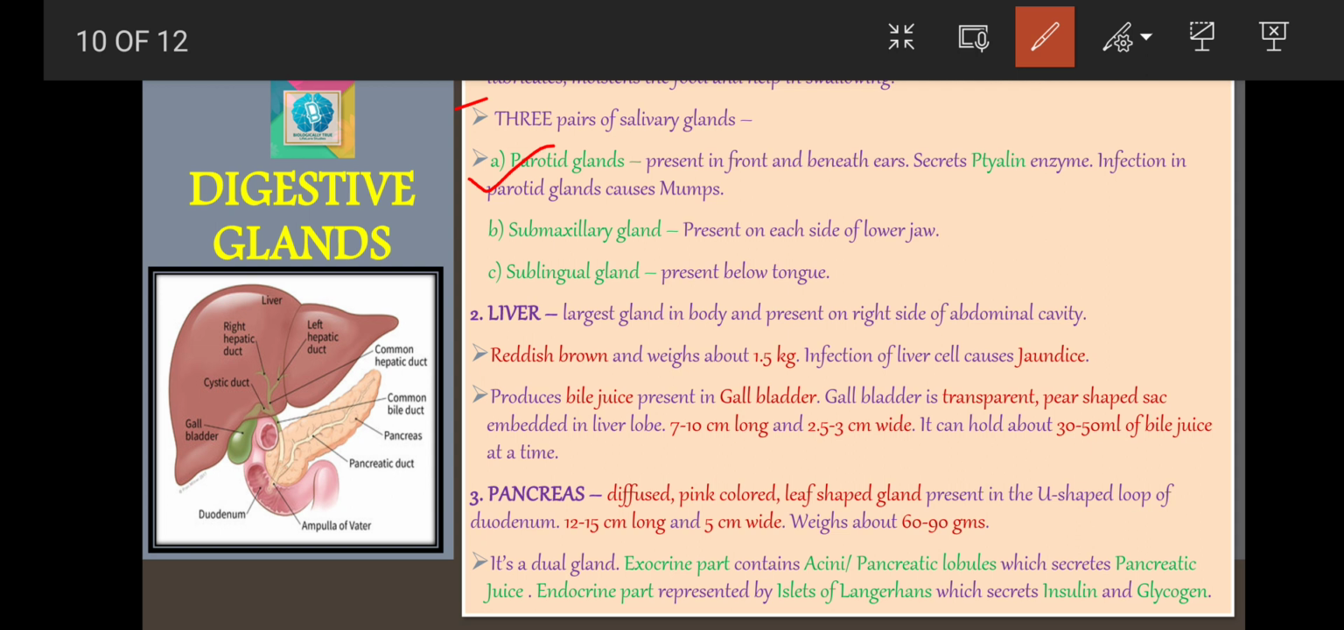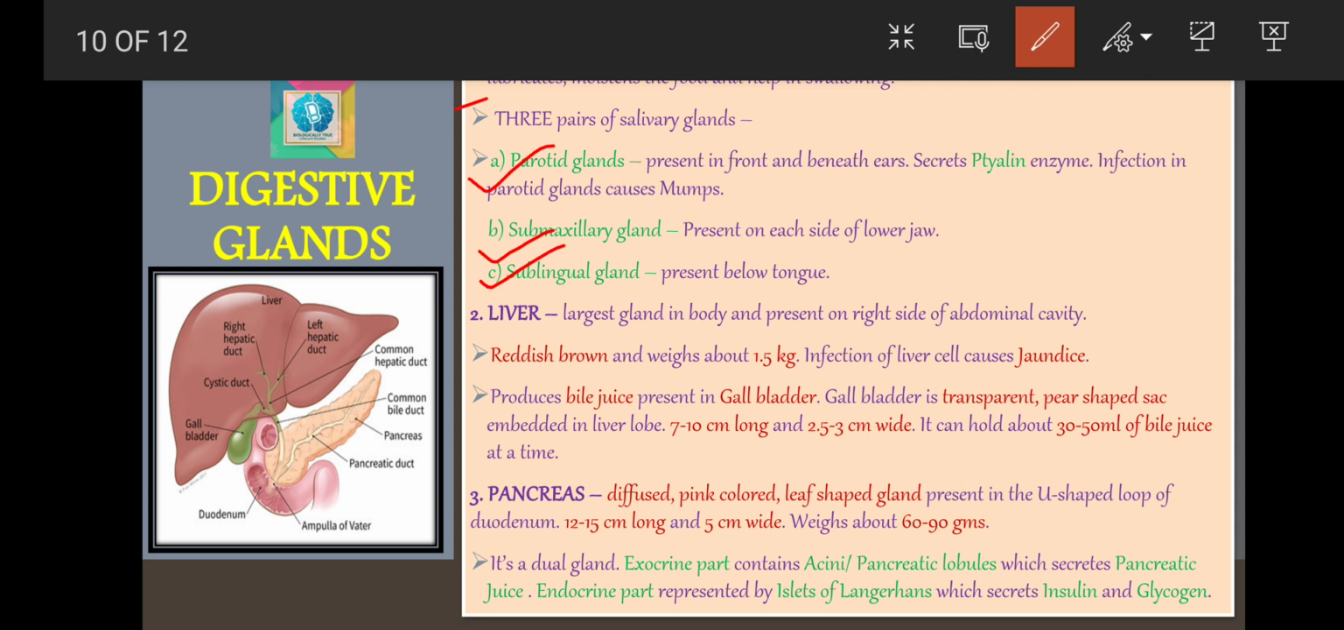The second type of salivary gland is the submaxillary gland. The submaxillary gland is located close to the inner side of the lower jaw, one on each side. And the third one is the sublingual gland. It is present below the tongue. The saliva is slightly alkaline with a pH of 7.2. It lubricates and moistens the food, and it helps in swallowing. It also helps in cleansing the mouth cavity and teeth, and in killing bacteria.